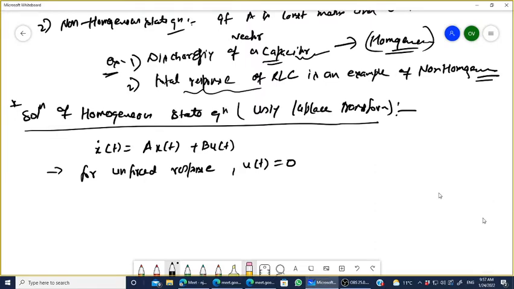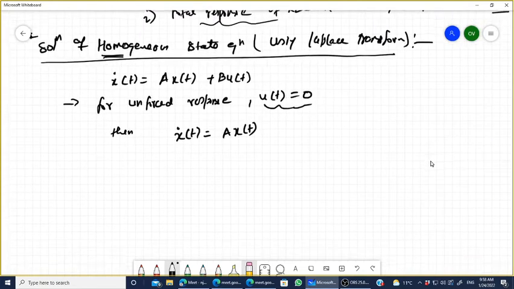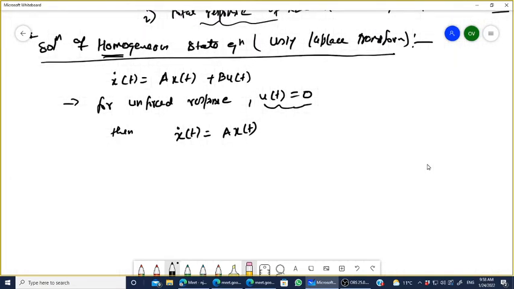Am I right? Any problem? Okay, so u t is 0 in this case, the homogeneous, right? So then you can write simply x dot t is equal to A x t. Is it clear? If you don't know the derivation, then you can't solve the numerical problem. Simple. So focus on the derivation, right? So for the unforced response, the concept is we are considering u t equal to 0, then the equation becomes x dot t is equal to A x t, right?